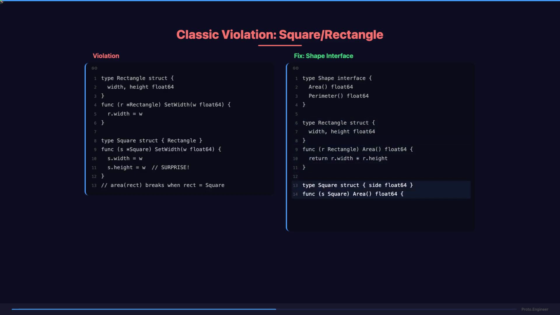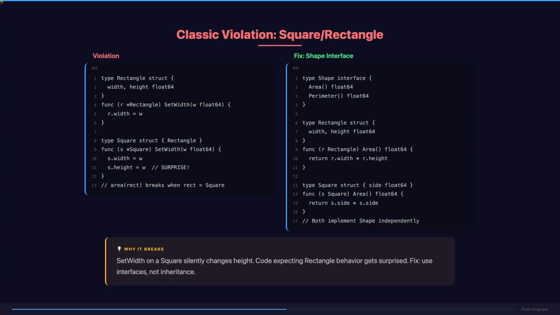The fix is to not use inheritance here. Instead, define a shape interface with an area method. Rectangle and square both implement shape independently. Neither inherits from the other.